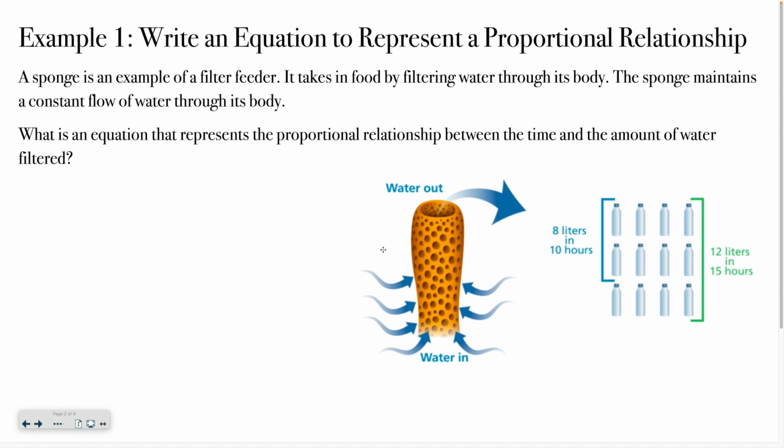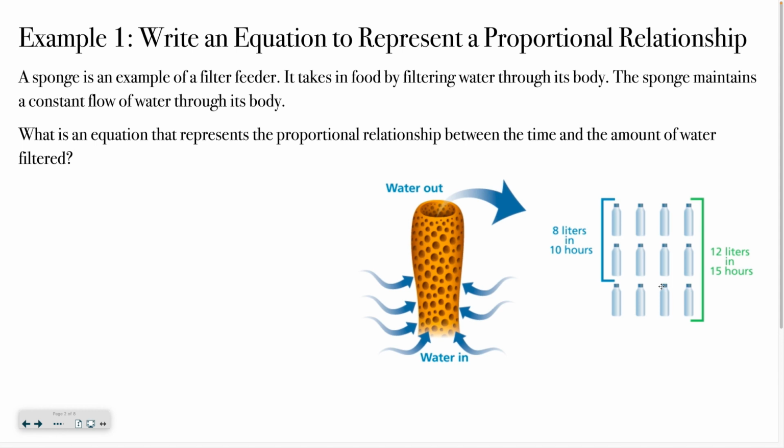Okay, so you can see here's a lovely little diagram of a sponge. You can see we have all these arrows representing the water that comes in, and then an arrow representing that water is coming out of that sponge. And when it comes out, it is filtered. Then over here you can see that if you measure it, 8 liters of filtered water is produced in 10 hours from this sponge. But if you were to wait 15 hours, you'd get 12 liters. So we want to figure out the way that we could write an equation, so that if I asked you how many liters are filtered in 200 hours, you could very quickly figure it out.